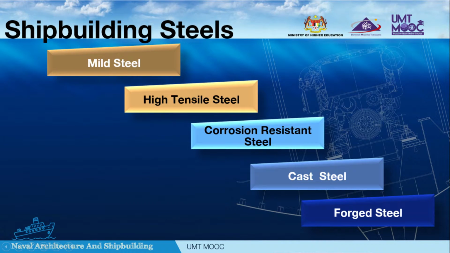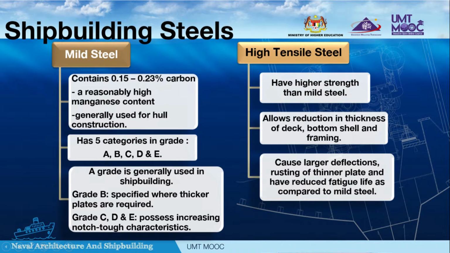Although there are so many different types of steel available for industrial application, the shipbuilding steels are basically chosen from these 5 categories of steel, which are mild steel, high tensile steel, corrosion resistant steel, cast steel, and forged steel. Mild steel is generally used for hull construction. High tensile steel, on the other hand, is used for deck, bottom shell, and framing structures because of its higher strength as compared to mild steel.